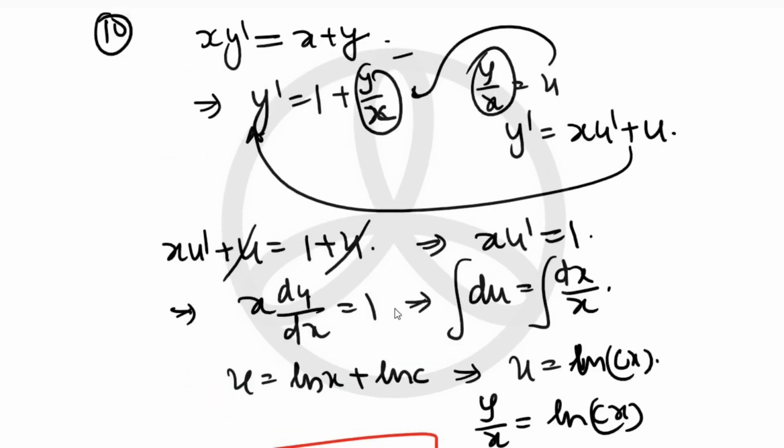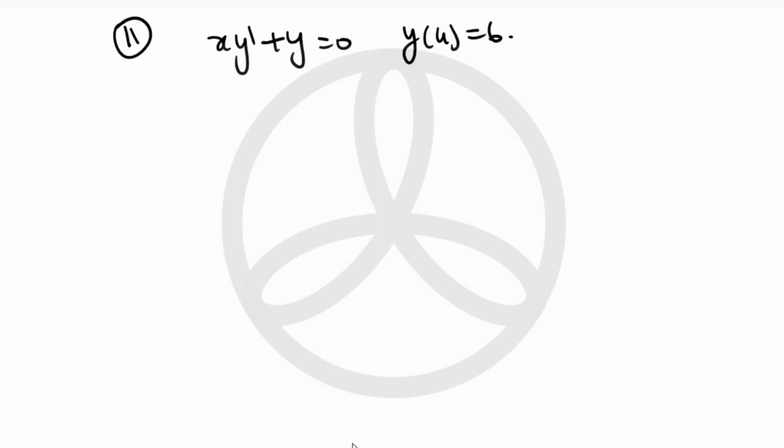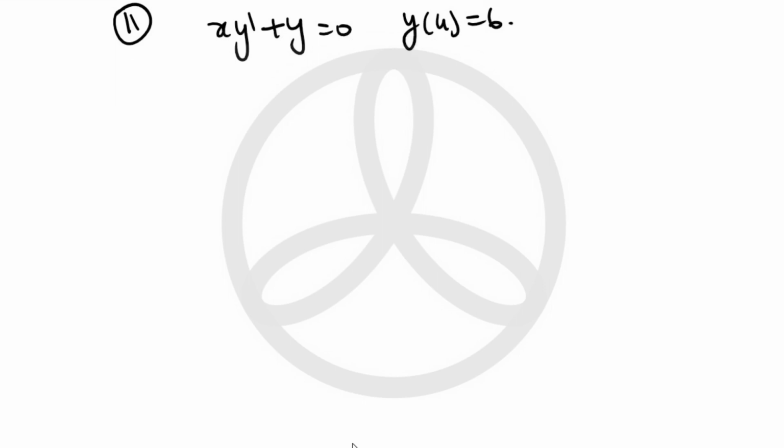Okay, now we come to question number 11. Question number 11 to 17 are all initial value problems, where instead of using the constant, we have been given initial values to find the complete equation. So here we have question number 11, x y prime + y = 0, and when x = 4, we get y = 6. This is what we have to solve.